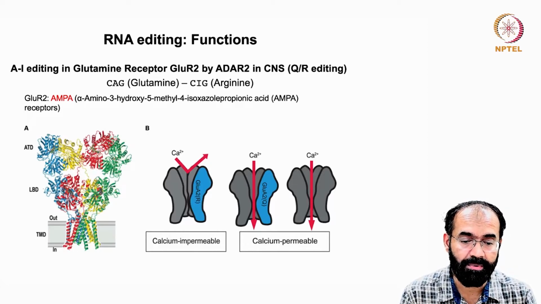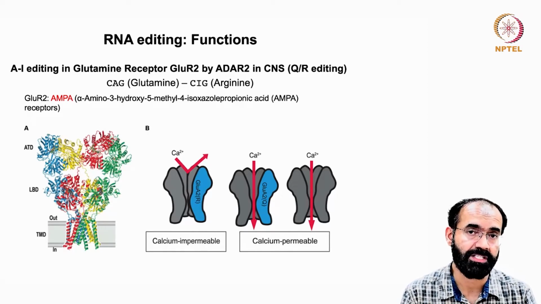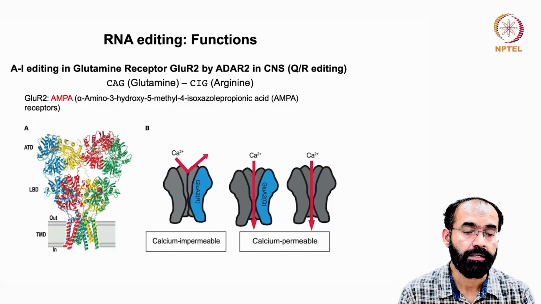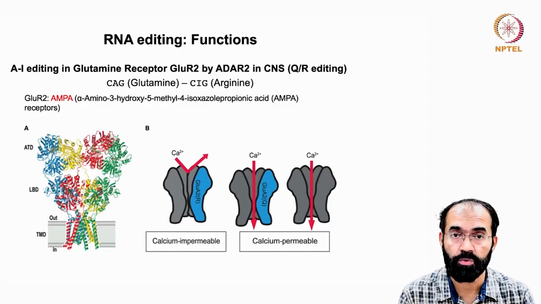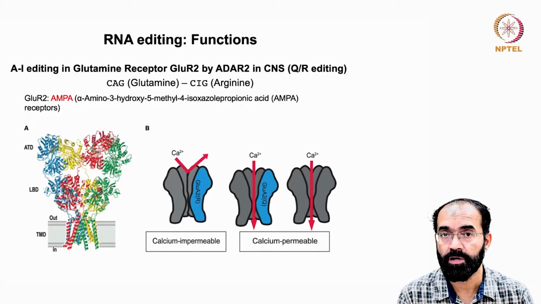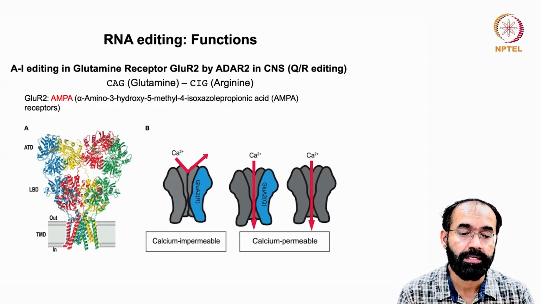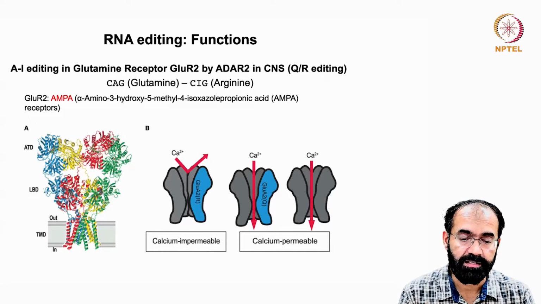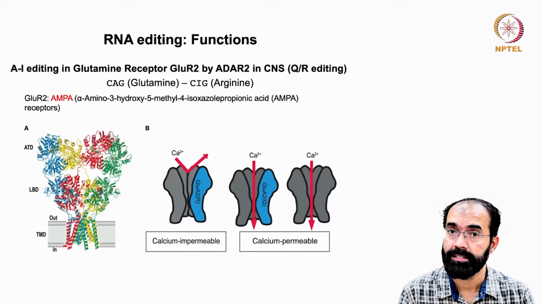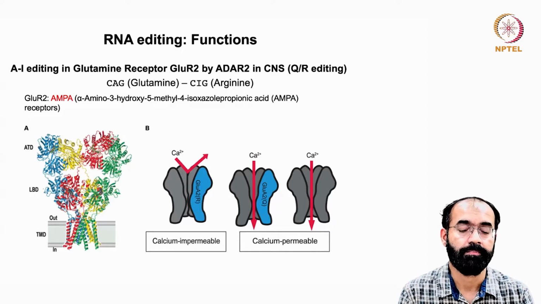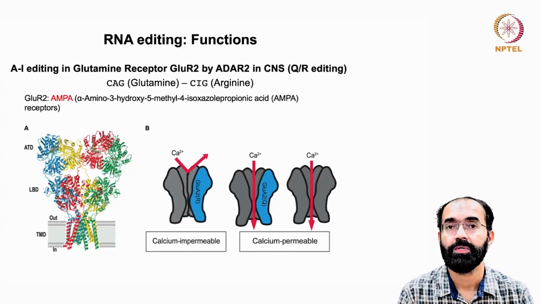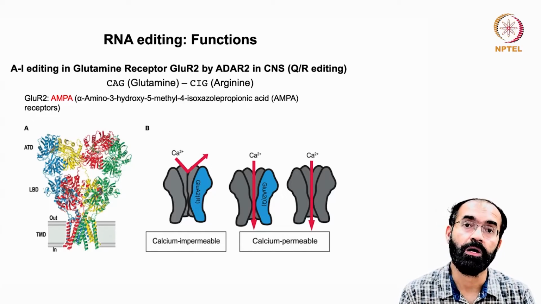That glutamine should have been there, that single letter code is Q. If glutamine is there, that is the normal situation: the gene encoding GLUR2 gives rise to the GLUR2 subunit protein, and normally it is supposed to contain glutamine, written as Q, and this is the protein you should get. And this subunit, if it comes into the AMPA receptor, will allow calcium ion.